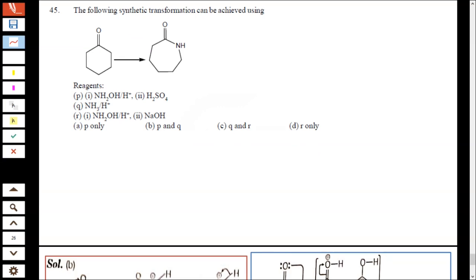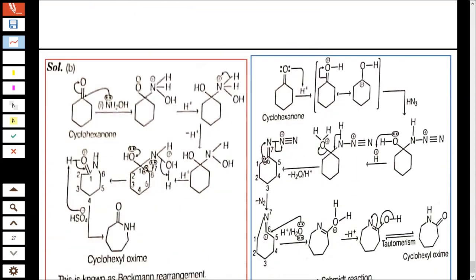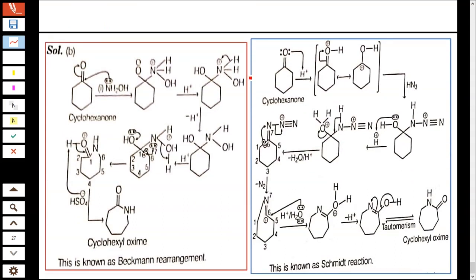Next, question number 45. The following synthetic transformation can be achieved by which reagent. Here, what happens is ring expansion occurs and NH is added. Which option is correct? Listen. First, the Beckmann rearrangement is a well-known rearrangement. Cyclohexanone reacts with NH2OH to give cyclohexanone oxime, which undergoes Beckmann rearrangement.